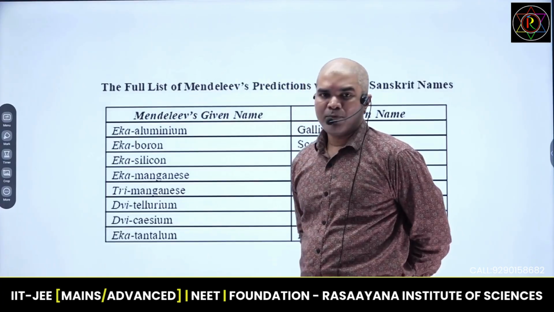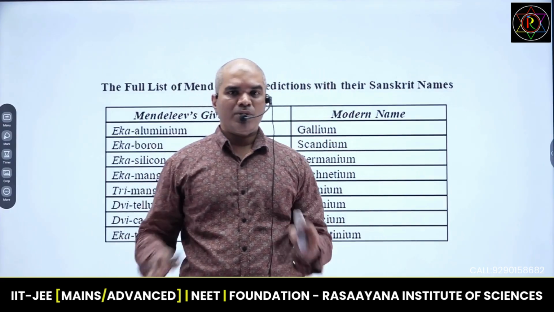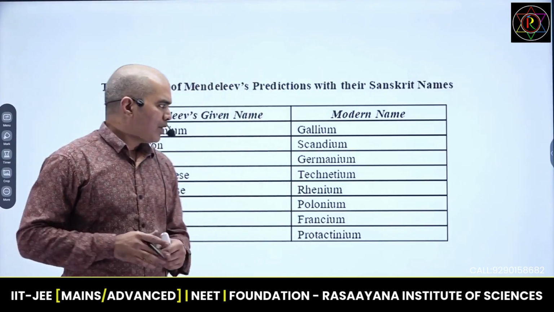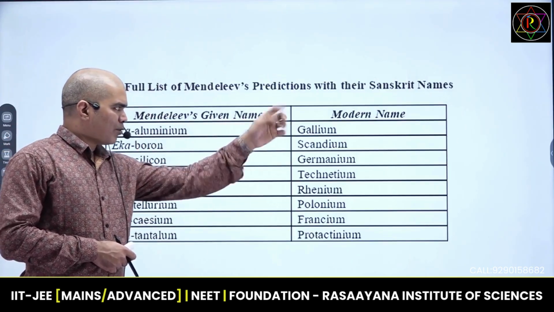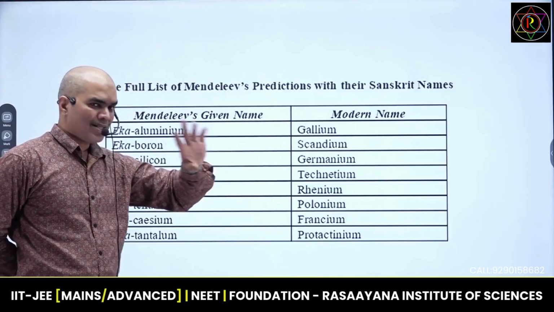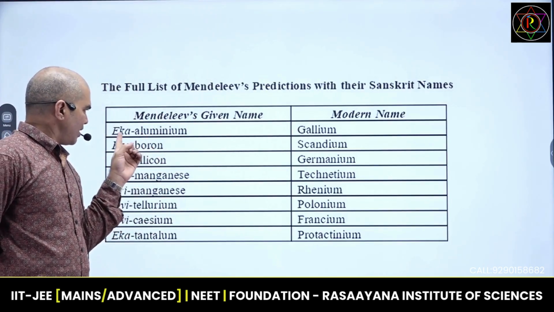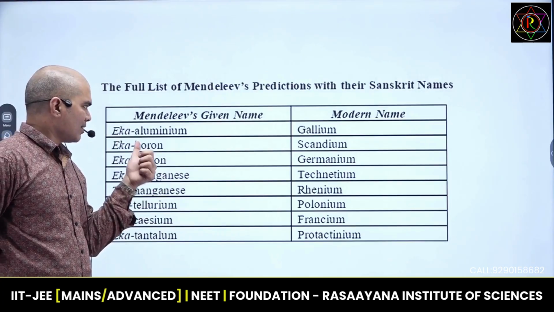Now, the second point, what I told you is, he predicted elements. That was the most important point. He predicted elements. So here I'll just give you a few predictions: Mendeleev's given name and the modern name. Whatever the modern name is, this comes in the exam. So this table is important for us. This is Eka aluminium. Some of us pronounce it wrongly, but it is Eka aluminium.